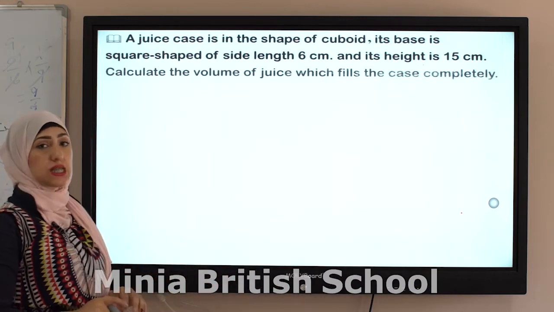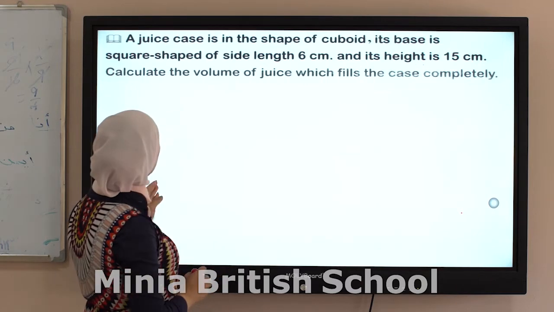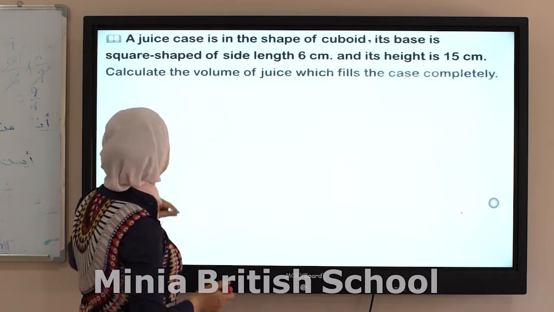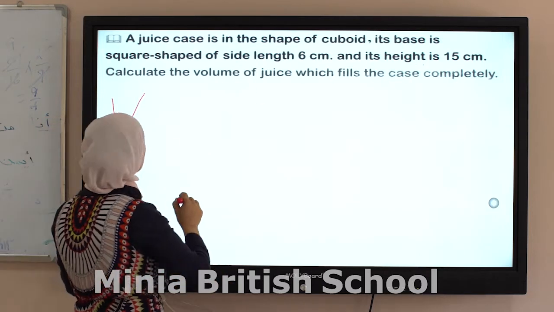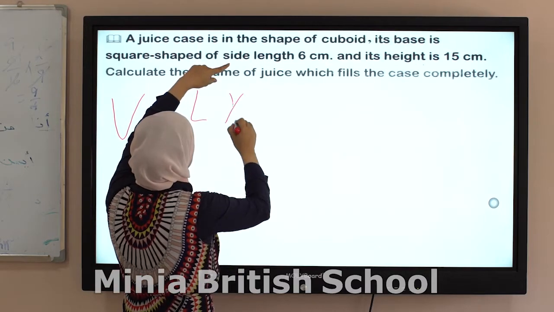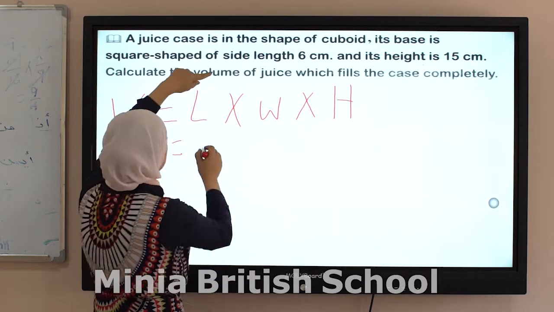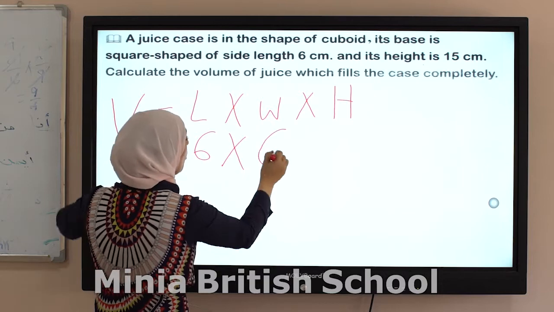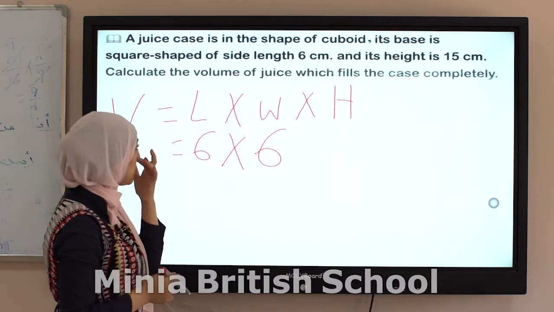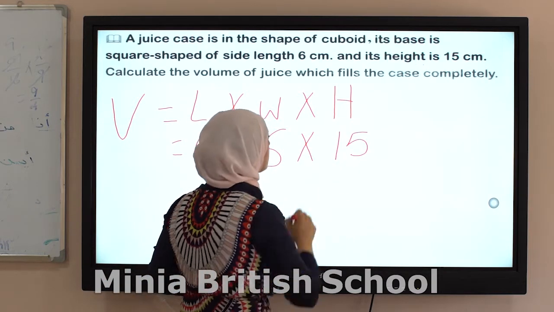A juice case is in the shape of cuboid. Its base is square shaped of side length 6 centimeter. This means the length is 6 and the width also is 6 because it's square shape. So the length equals the width. Okay. Then the height is 15.